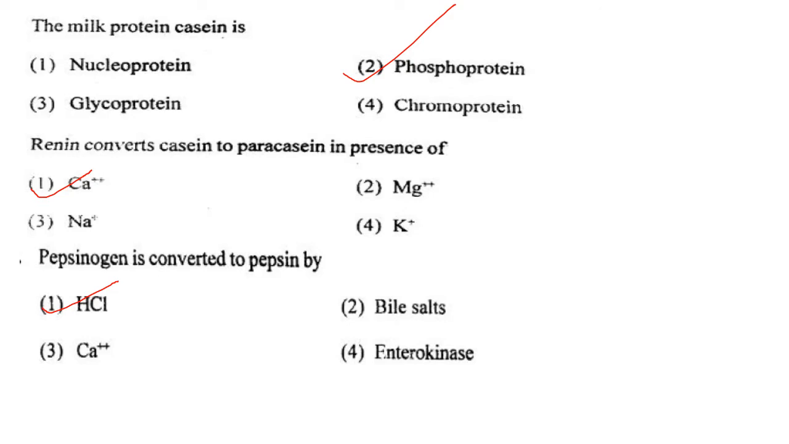Next one. Renin converts casein to paracasein in presence of Ca2 plus, Mg2 plus, Na plus, K plus. Answer is option 1, Ca2 plus. Next one. Pepsinogen is converted to pepsin by option 1, HCl, 2, bile salts, 3, Ca2 plus, 4, enterokinase. Answer is option 1, HCl.